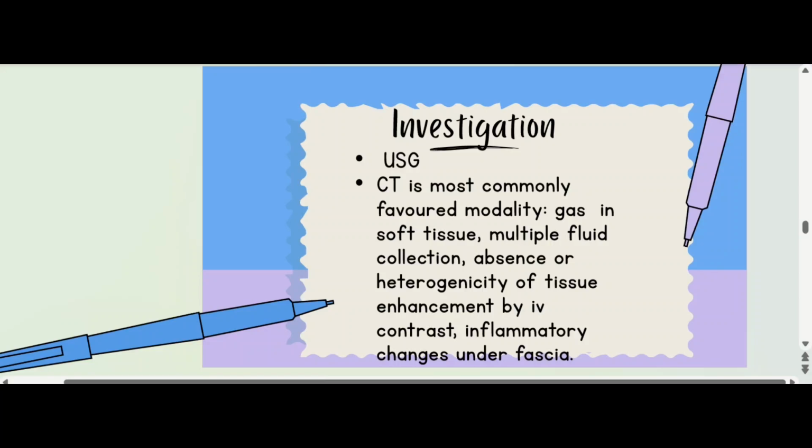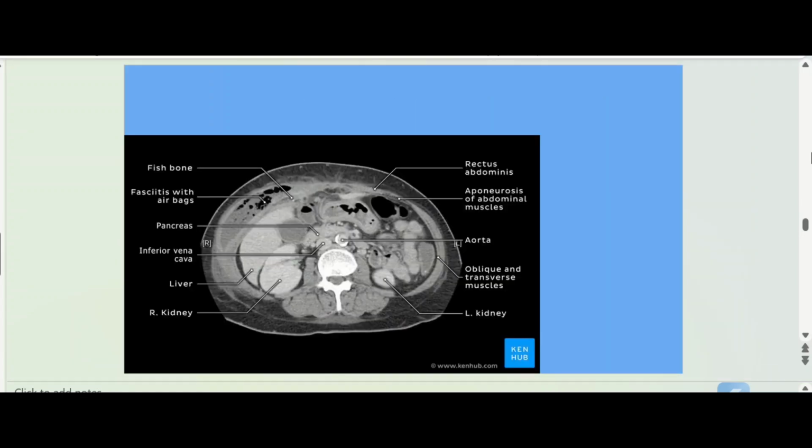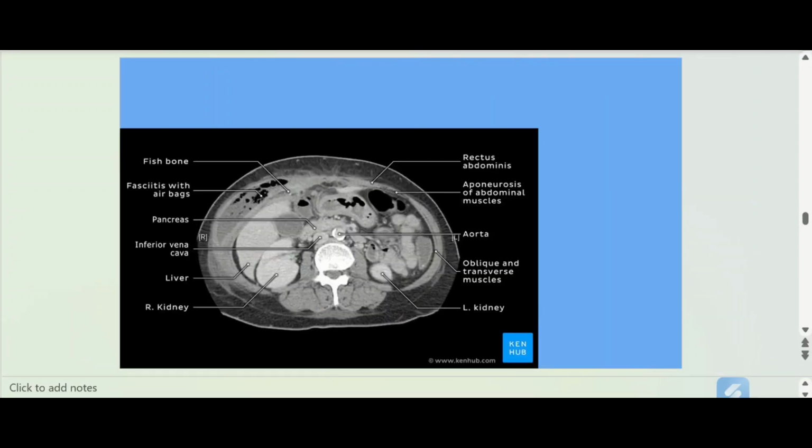So what we see on CT scan: for necrotizing fasciitis, CT is the most commonly favored modality. We can see gas in soft tissue, multiple fluid collections, and inflammatory changes under the deep fascia. So this is a CT film showing necrotizing fasciitis.